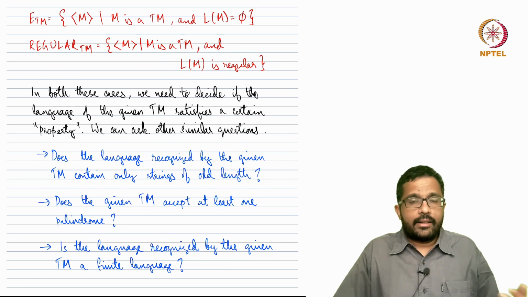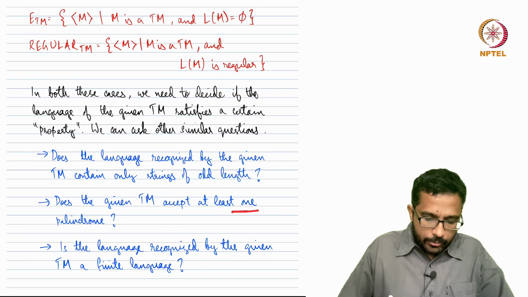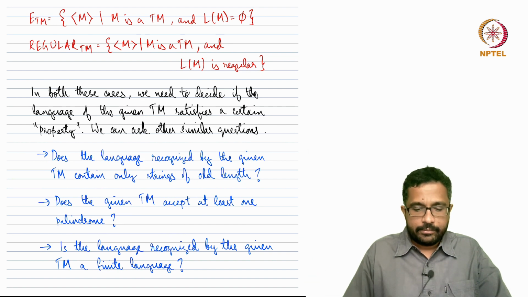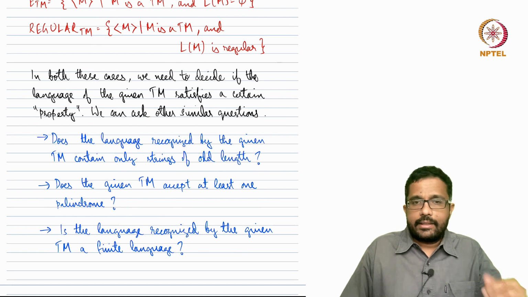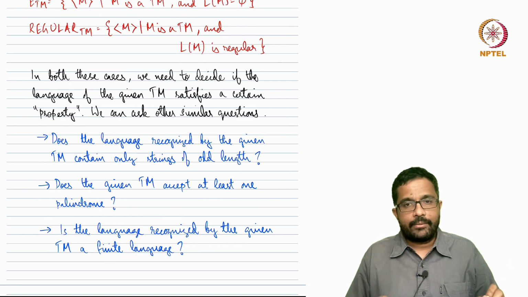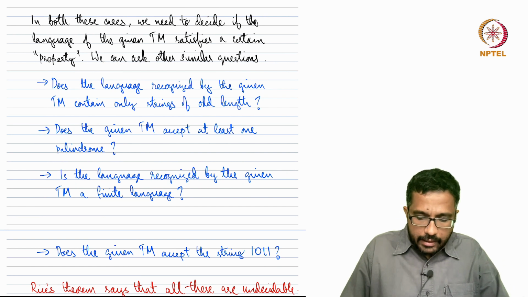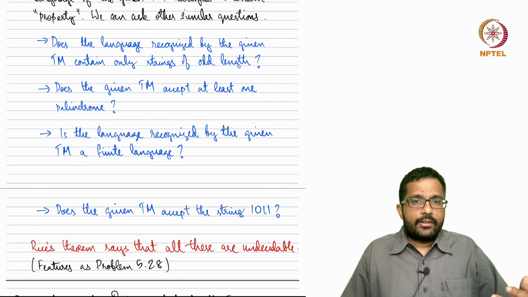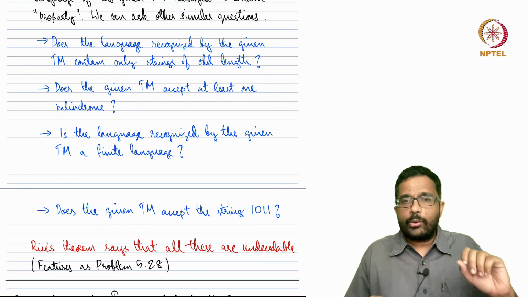Another similar question is, given a Turing machine, does it accept at least one palindrome string? A palindrome is a string that reads the same way from left to right or from right to left. Another question that I can ask is, is the language recognized by this Turing machine a finite language? Does it only accept a finite number of strings? Or does the given Turing machine accept a specific string, let's say 1011? Again, we are asking whether 1011 belongs to the language recognized by this Turing machine.